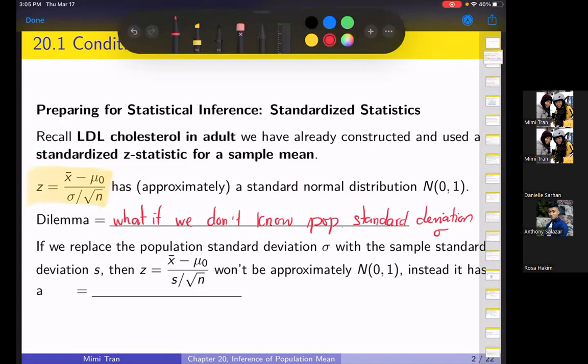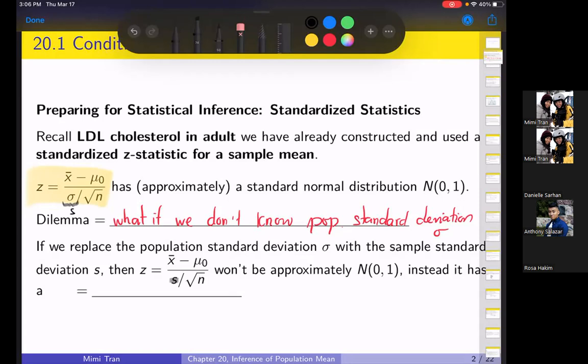Well, we don't always know sigma, but we always know the sample standard deviation, right? So what we can do is, instead of sigma divided by square root of n, we're going to replace the sigma with s. So this guy right here becomes s, which is right here. So this formula is still the same, but it's going to become x bar minus mu naught divided by s divided by square root of n.